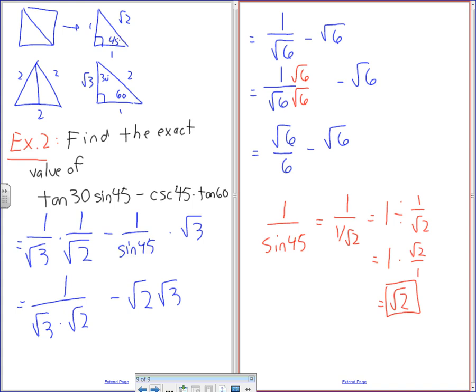Just an easier way to think, when you're flipping a fraction, it flips. Now to finish this one off, I'm going to call that then root 6 over 6 minus 6 root 6 over 6. We just got a common denominator of 6, so I'd multiply the top by 6 and the bottom by 6.